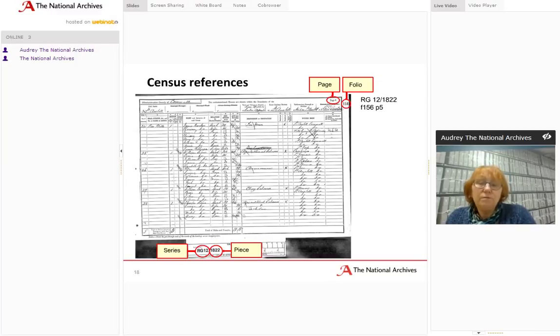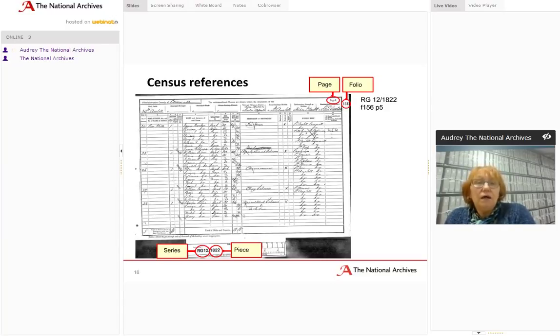Websites may come and go, but as soon as these census enumerators' books were acquired by what was then the Public Record Office as original paper books, these references were created, and they are still the references. Now this one is from the 1891 census, and a reference starts with a series number, and you can see that down there. The series is RG12. That's the 1891 census.